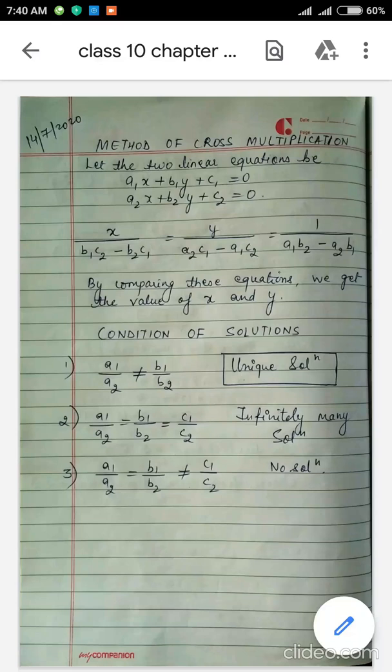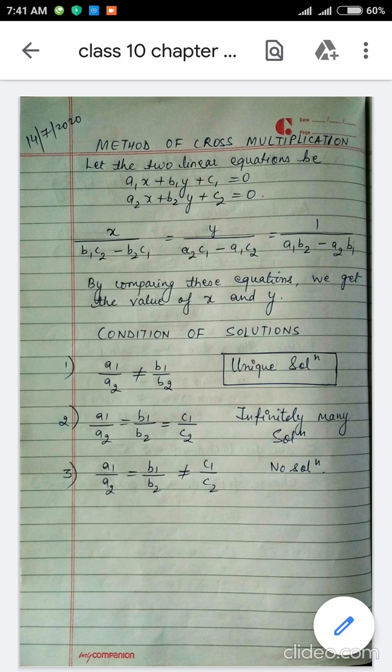Hello, good morning class. Today we start the method of cross multiplication. Here we have two linear equations, a1x + b1y + c1 = 0 and a2x + b2y + c2 = 0. For finding the value of x, y, we are making relations of x and y. It means x upon b1c2 - b2c1 = y upon a2c1 - a1c2 = 1 upon a1b2 - a2b1.